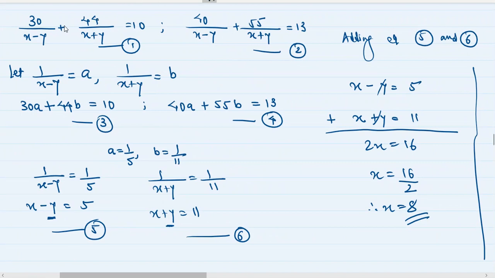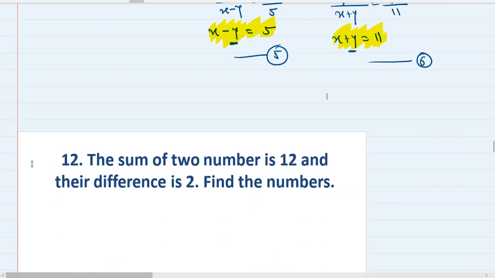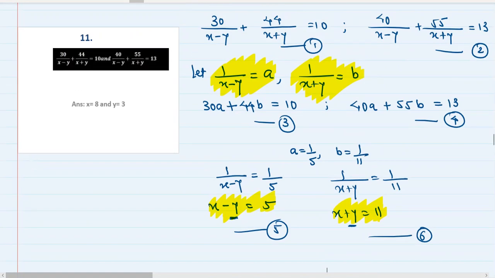First we simplified the given simultaneous linear equations in the form of a and b, then found the value of a and b, and then substituted the value of a and b in these equations over here to get two simultaneous linear equations in two variables in terms of x and y. We solved them and we found the value of x to be 8 and y to be 3. Correct. So that was equations reducible to simultaneous linear equations.